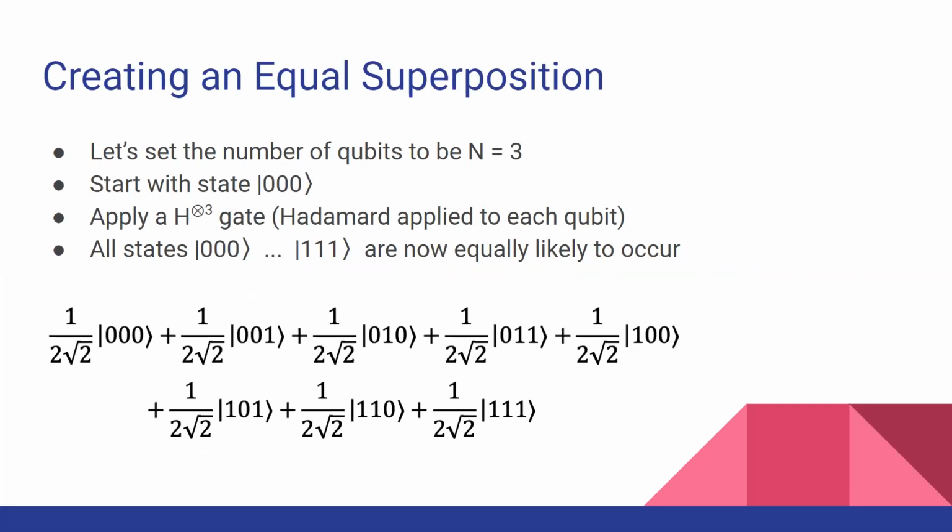So let's walk through this algorithm step by step. The first thing is, let's just say we have 3 qubits. We start with the state 0, 0, 0. And then we apply an H tensor product 3 gate. All that really means is it's the same thing as applying the Hadamard gate to each qubit individually. So now, after we take this initial state and put it through this 3 times size Hadamard gate, all states from 0, 0, 0 to 1, 1, 1 will be equally likely to occur. So we get this equation at the bottom here.